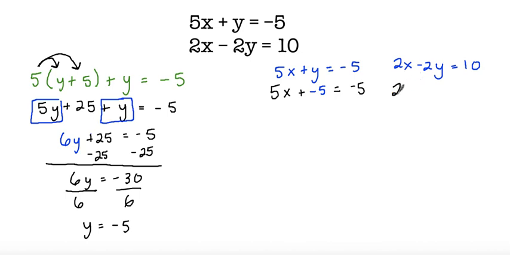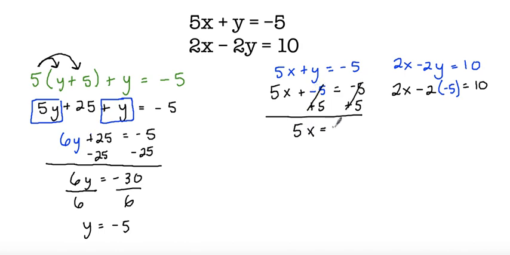And here, 2x minus 2 times negative 5 is equal to 10. So, first things first, we add 5 on both sides. So we actually end up with 5x is equal to 0. If we divide by 5, x is just equal to 0.